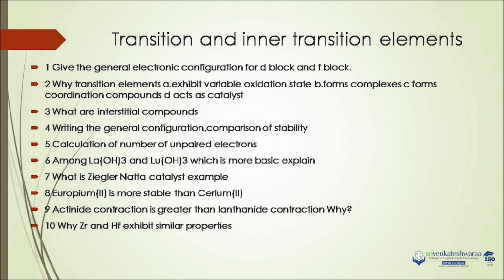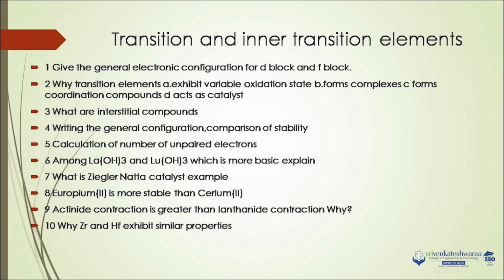Now, next, how to calculate the magnetic moment. Regarding the calculation of magnetic moment, we know the formula: mu is equal to root of n into (n plus 2) Bohr magneton. This is the general formula for the calculation of magnetic moment.